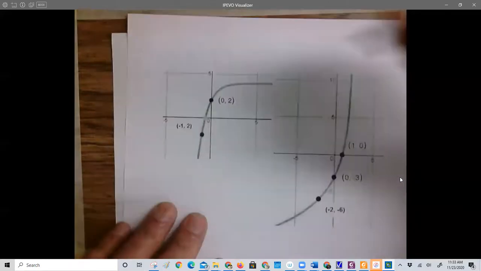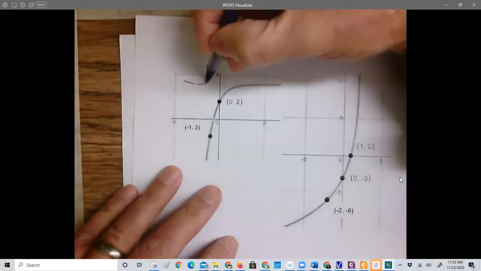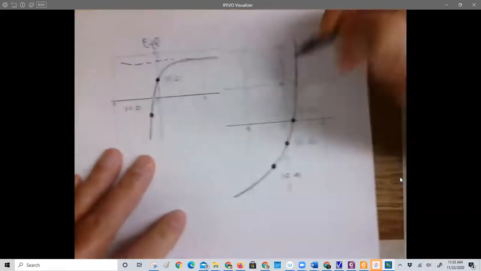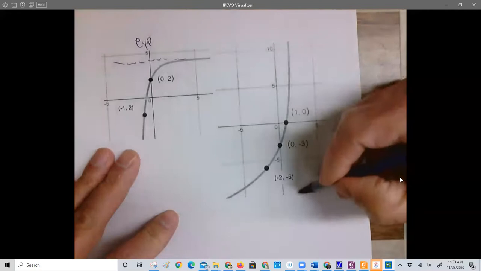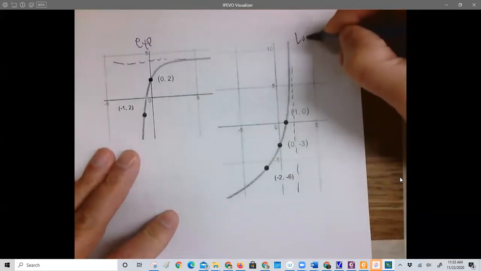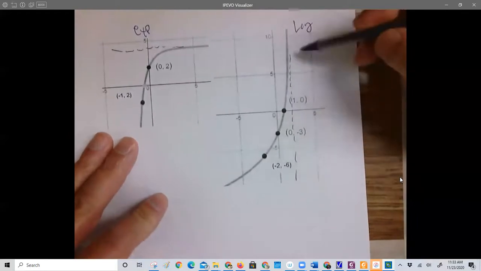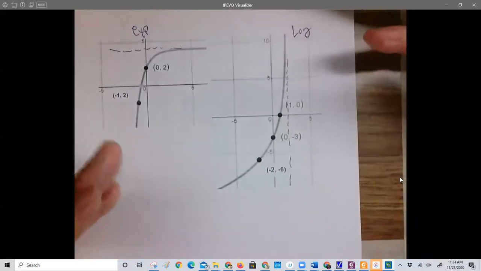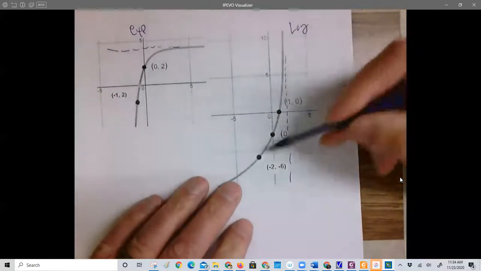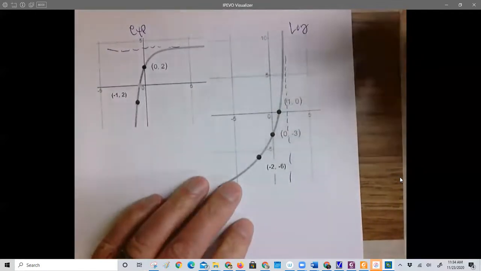Well, while I'm doing this, let's suss this out. I see a horizontal asymptote, so I know that's going to be the exponential graph. This one, I see a vertical asymptote. So that's going to be the log function. And it's not a rational function because rational functions have a fairly full domain, whereas this is limited. This stops at 1 and doesn't continue.